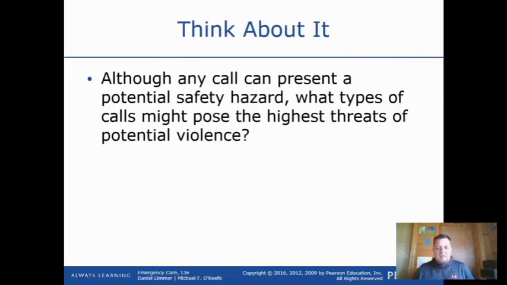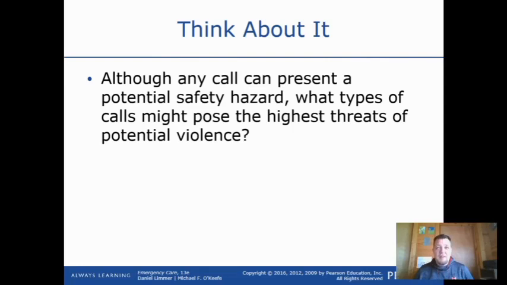So, although any call can present a potential safety hazard, what types of calls might pose the highest threats of potential violence? We talked about at least one of them: domestic abuse cases, pediatric cases, even sudden deaths can cause threats of potential violence.